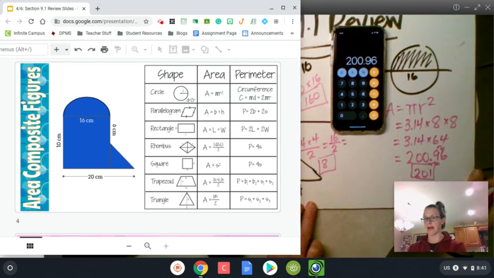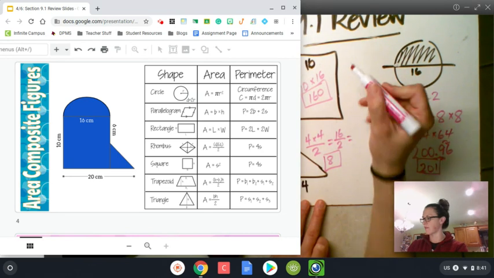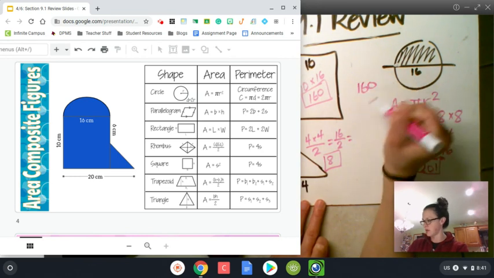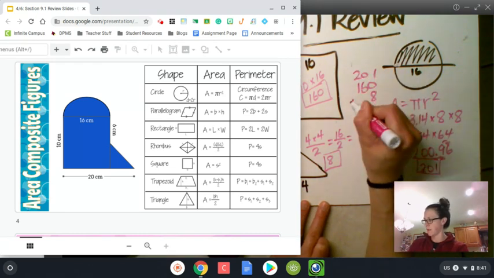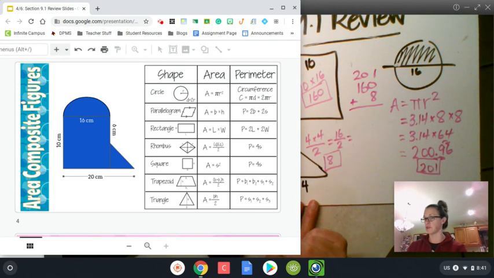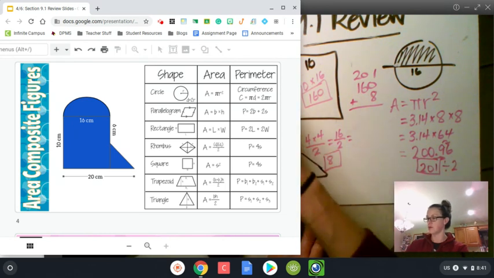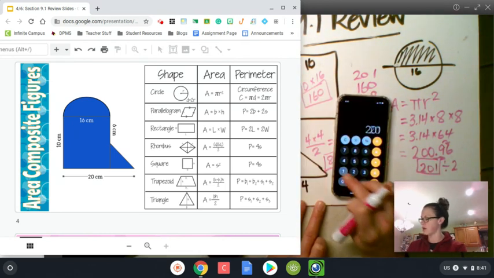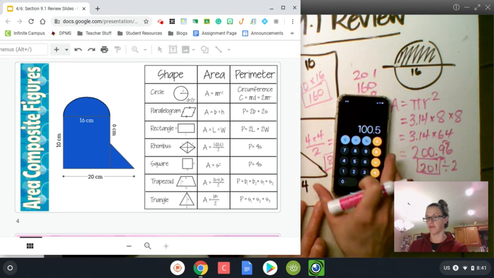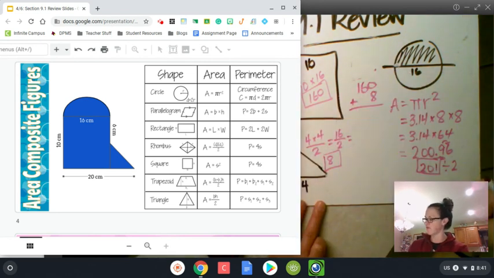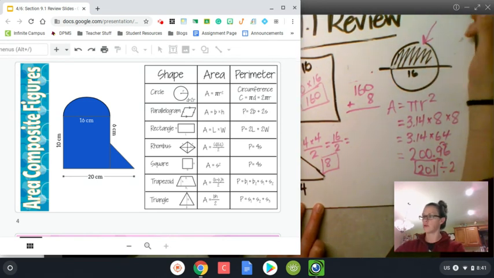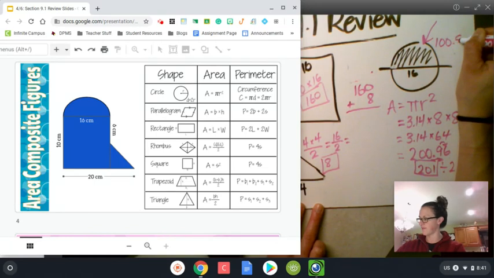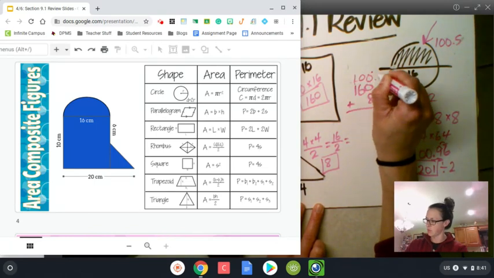Now I can add up my areas. So I have 160 from my rectangle. I have 8 from my triangle and 201 from my half. Whoops. I have half circle, so I don't have 201. I need to take that 201 and divide it by 2. So 201 divided by 2 is 100.5. So I'm going to use 100.5 because remember, this was for my full circle. I only have half of it. So that's where I get 100.5.